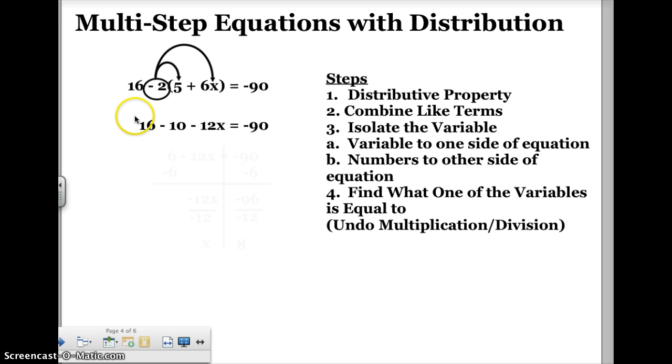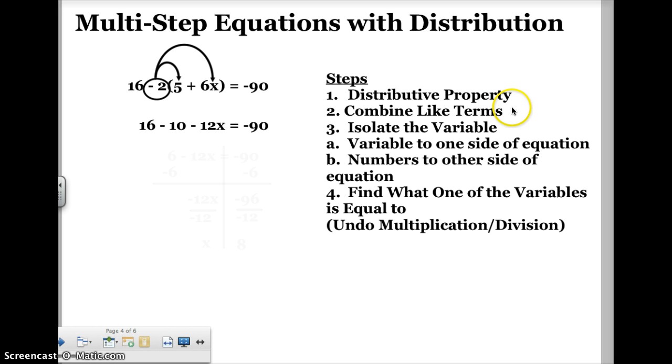The 16 stays the same. Negative 2 times 5 is equal to negative 10. Negative 2 times 6x is equal to negative 12x. And I still have equal to negative 90. So now I've done the first step. I've gotten rid of the parentheses. Now let's go on to step 2.